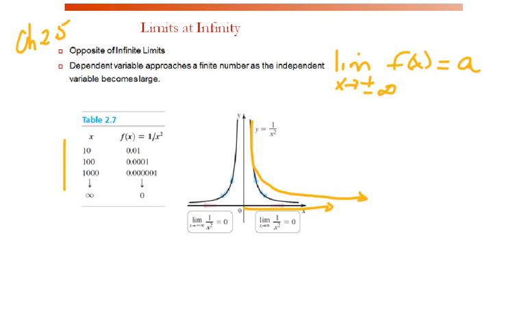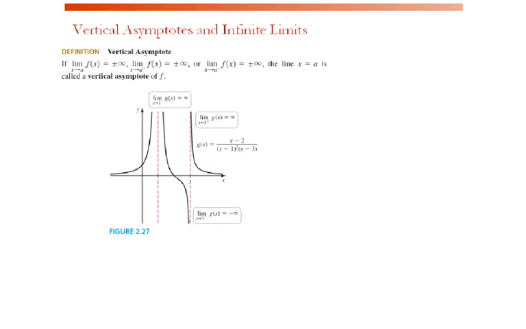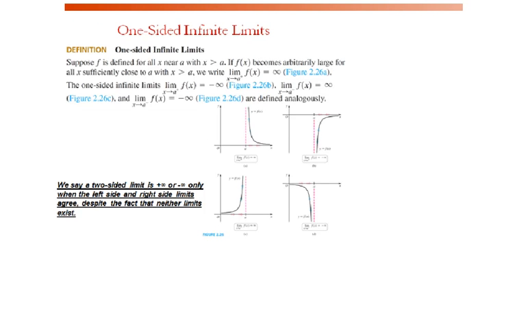And we can look at the table. As x grows very, very large, 1 over x squared gets very, very small and gets ultimately as close as it can to 0, but never actually equaling 0. So that's a limit at infinity. And again, we'll do more with them in chapter 2.5, which is the second test material.